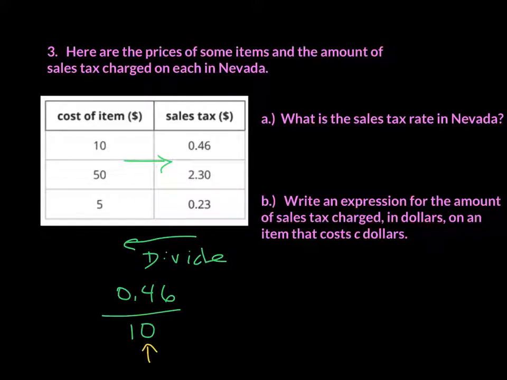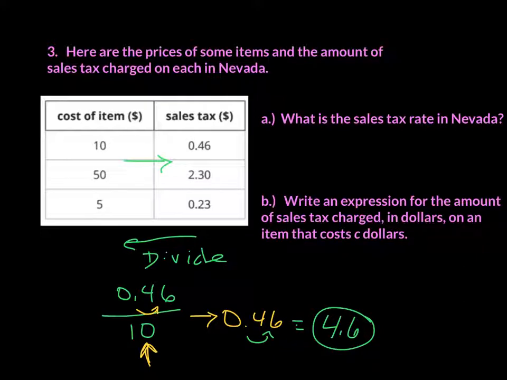10 has 1 zero. We did this quite a while ago, multiplying and dividing by powers of 10. So I count the number of zeros. There's 1 zero. That means that this decimal, when I divide, goes in the opposite direction as when I multiply, so it's going to the right 1 place because there's 1 zero. So I start with 0.46. I move that decimal 1 place to the right. That's going to equal 4.6. So therefore, my constant of proportionality, or in this case, the sales tax percent rate, is 4.6%.